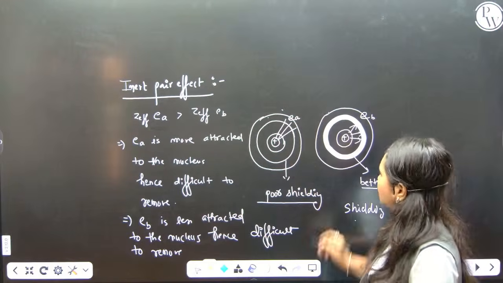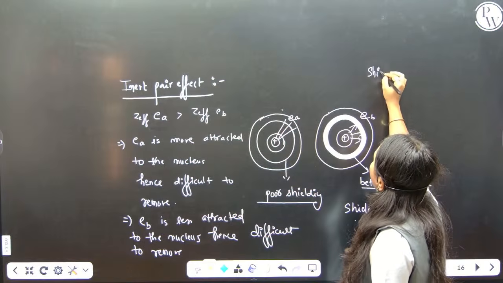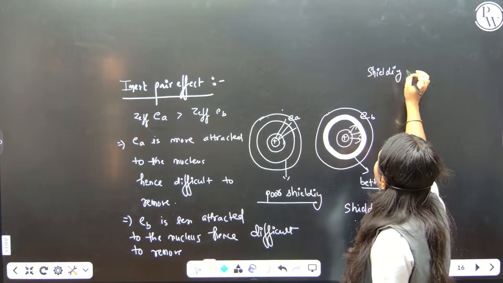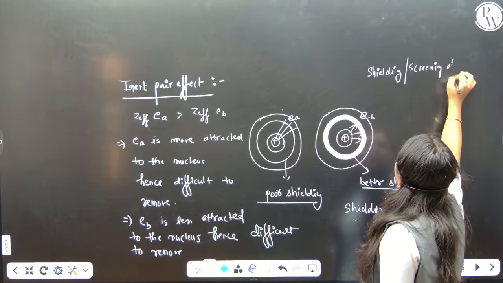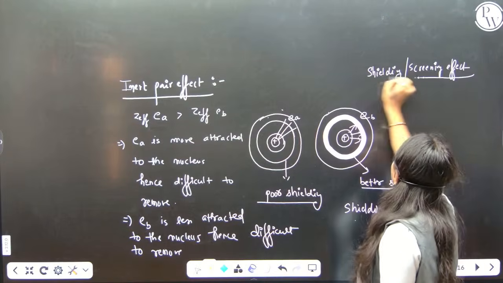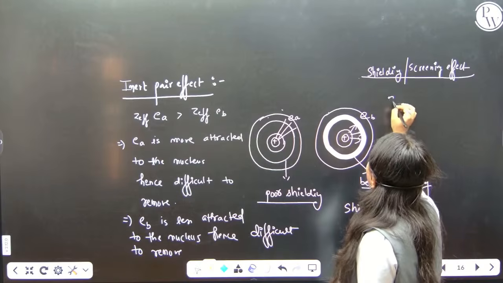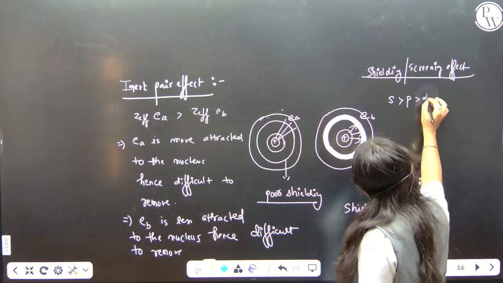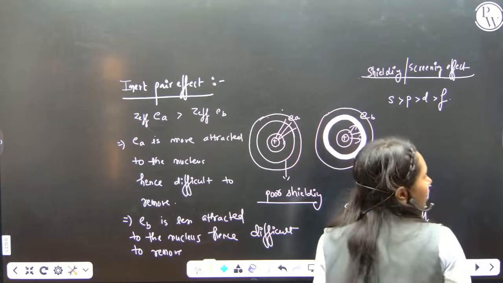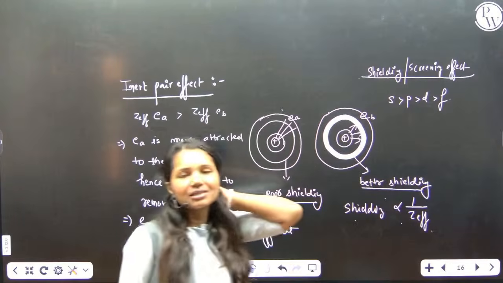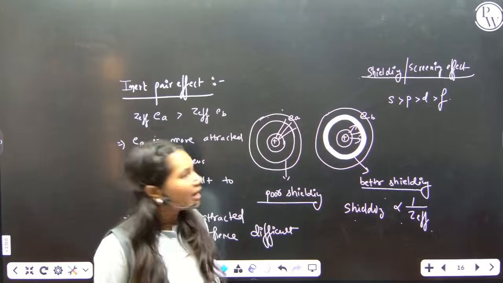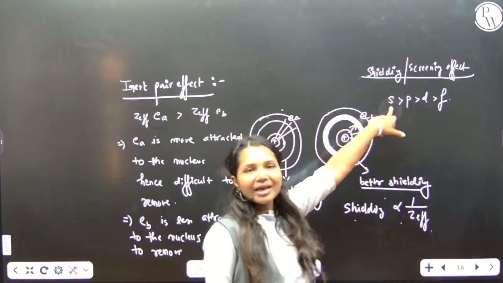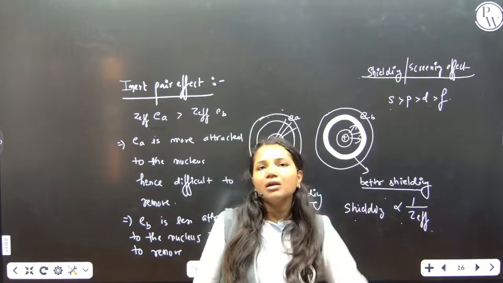Now what is the shielding order? Shielding is also called the screening effect. Whose screening is best? S, P, D and F. S has the best shielding effect, then P, then D and then F, right? So S will show better shielding than P, then D and F, right?